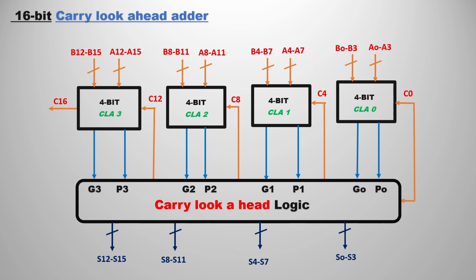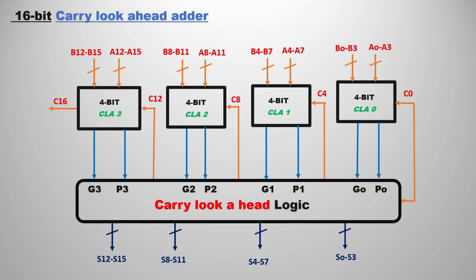You can see that we again use another CLA block. We pass the carry from each CLA block to the 4-bit CLA block. You can observe that we have the final sum outputs from S0 to S3, and finally S12 to S15. We pass inputs from A0 to A15 and B0 to B15. This is efficient because all the inputs and the carries are produced at a time with the help of the carry look ahead adder.